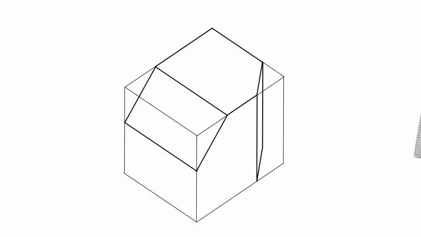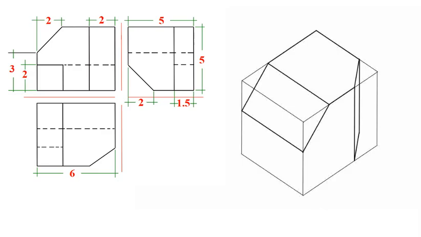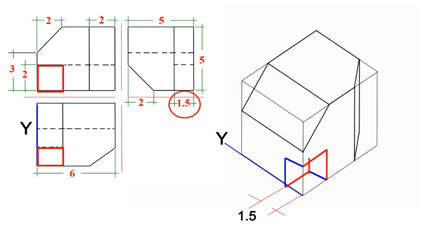Now, focusing on the front, there's a 2x2 square section. To model this in 3D, we need its dimension along the y-axis, the depth into the part. This dimension is found in the top view, where it is shown as 1.5 units. It appears as a dashed line, confirming this feature is hidden from our current top-down perspective.